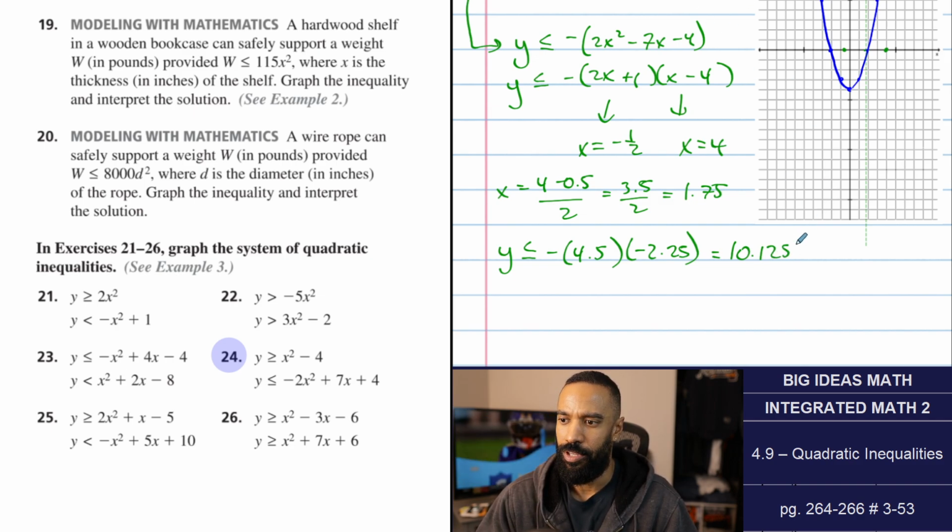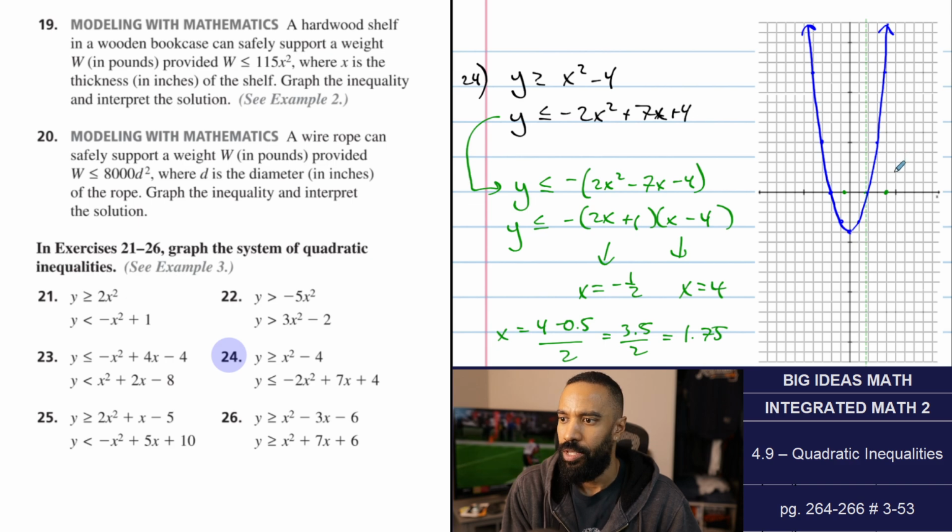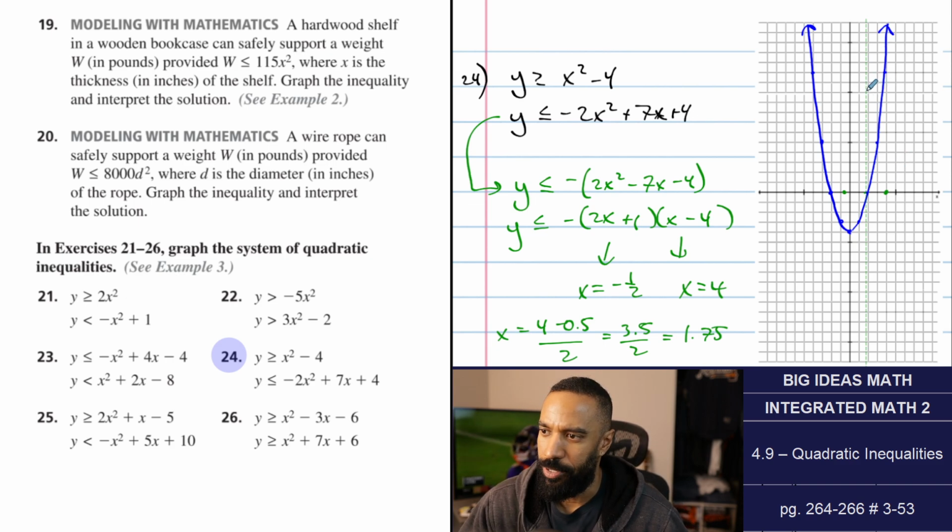It'll be a solid curve. We'll be shading below. So 10.125 way up here. That's 10 and an eighth. And now we've got to do some of this stuff. So pardon me here. Over 1 down 2. Over 2 down 8.